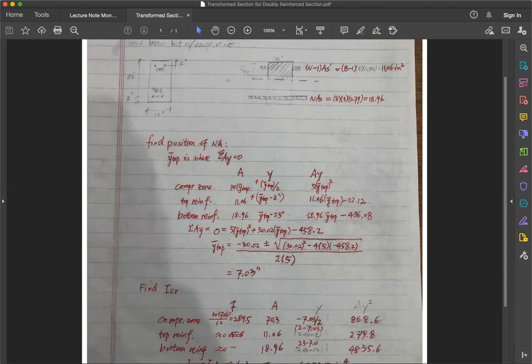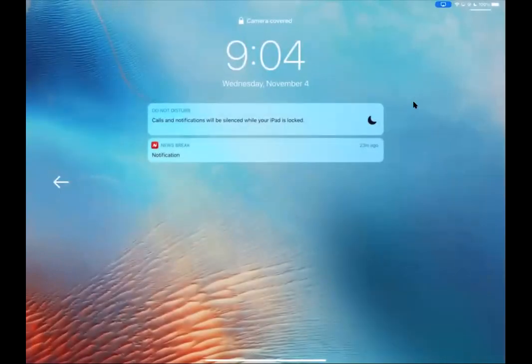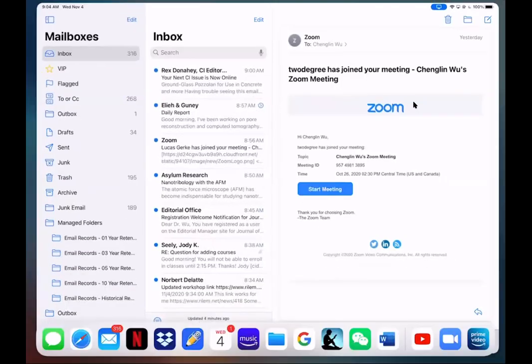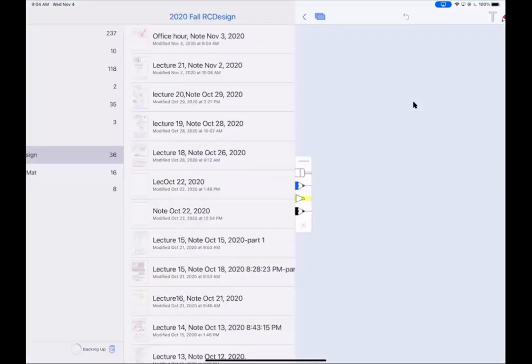Okay, so for I-beam and T-beam, let me share my screen. Let me draw it for you. There's not much of a difference, actually. But instead of doing the two-piece thing like we did for rectangular, you have to do multiple pieces. So let me show you, okay?